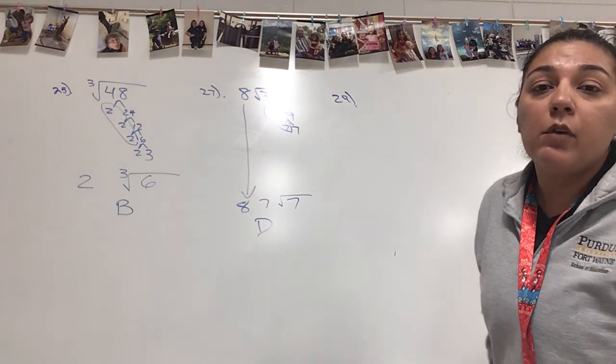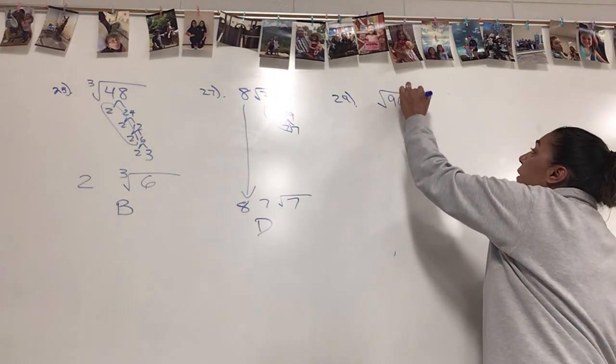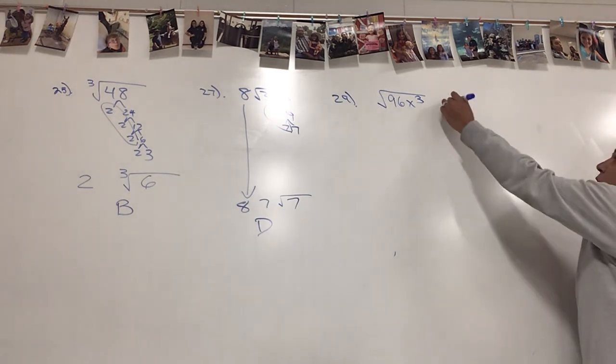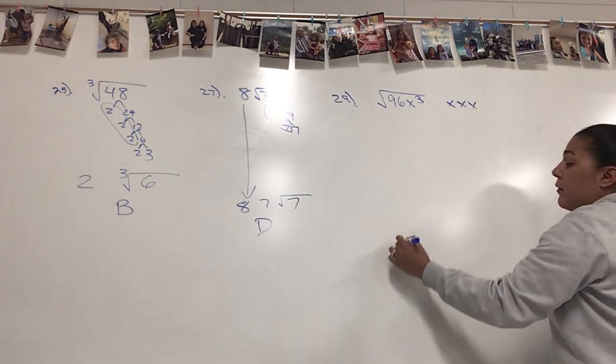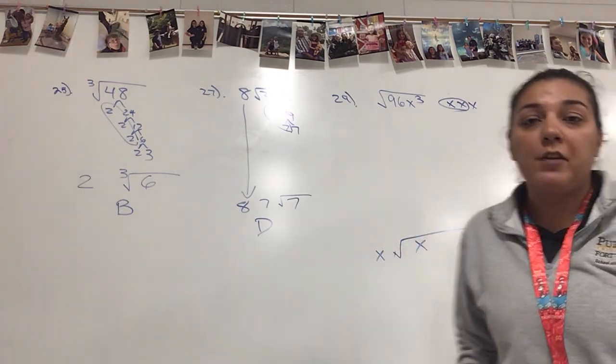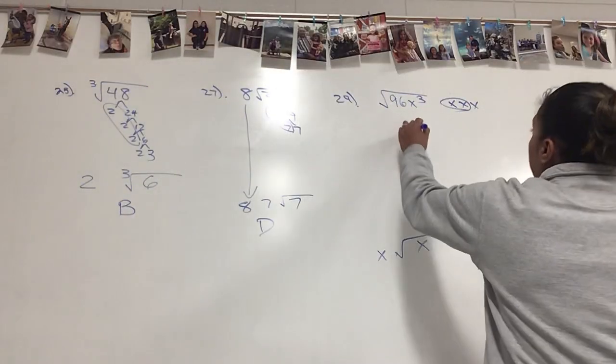29. I got square root of 96x cubed. Okay, the same way I did yesterday, start with the letters, because that's going to give you the biggest clue. We got 3 x's. How many can go? One group. So you should have 1 on the outside, 1 on the inside. Can you cross anything out? Yeah, you could cross off A. What else? B, and D. Oh yeah, D. So obviously C is going to have to be our answer.